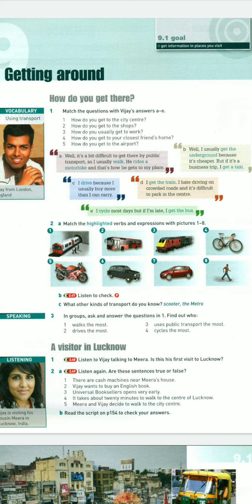First, you've got the expression of how do you get to. How do you get to a place? It is an expression you always use to know how to get from one place to the other. Okay, so how do you get to? If you say it with I, you say how do I get to? Or if you say he or she, you say how does he get to? How does she get to?